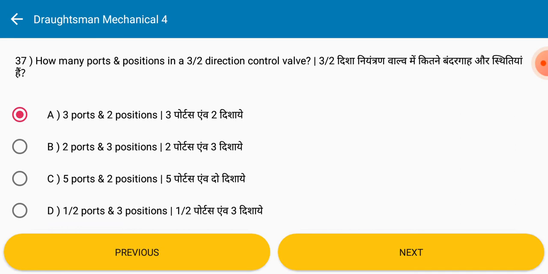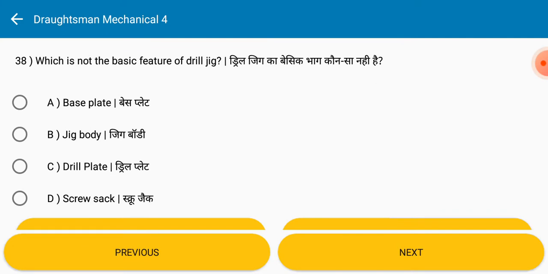Next question. Which is not the basic feature of drill jig?